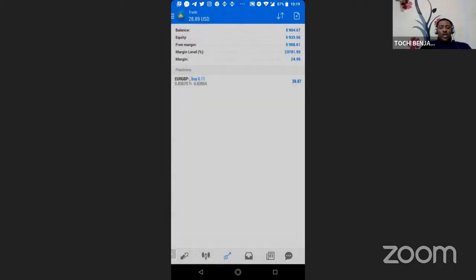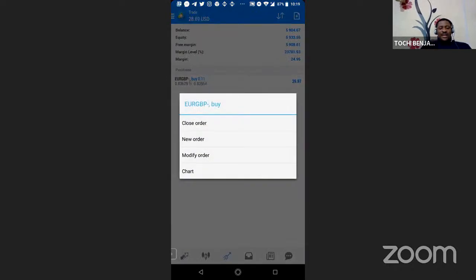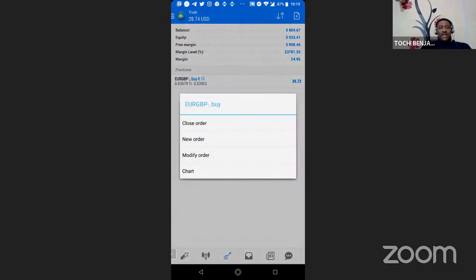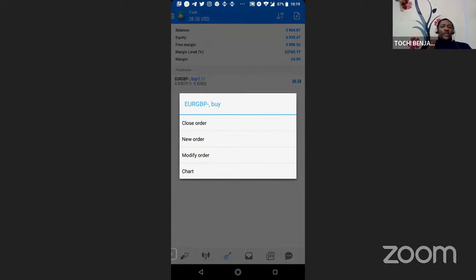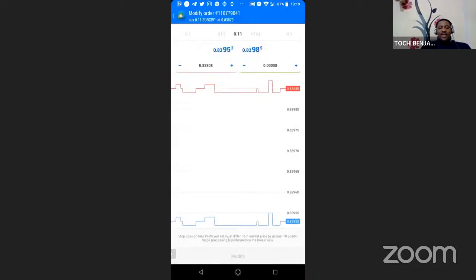I said if you want to do anything, press your chart. Just press on that entry. That's your trade. If you have 2 or 3, any one of them you want to modify, press it. You will see something like close order. If I want to close this trade now, I just click on close order. If I want to modify the order, I will come to modify.